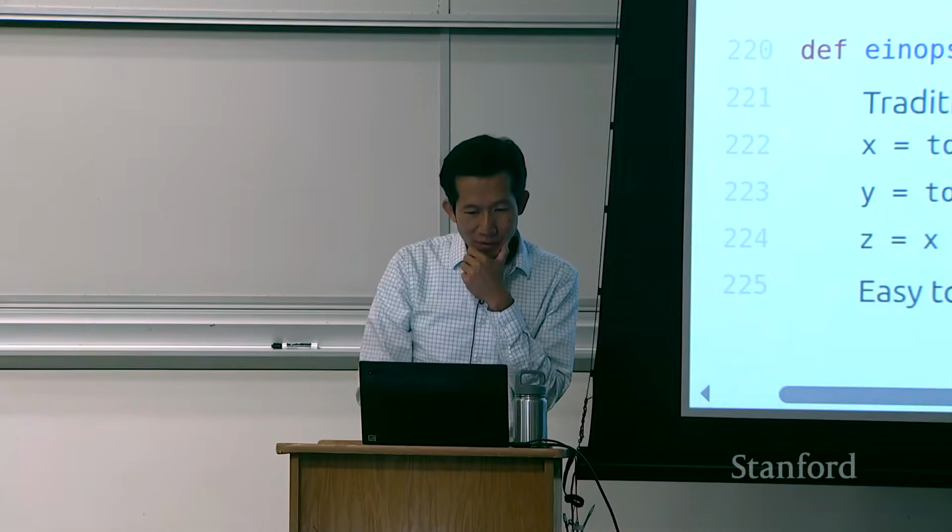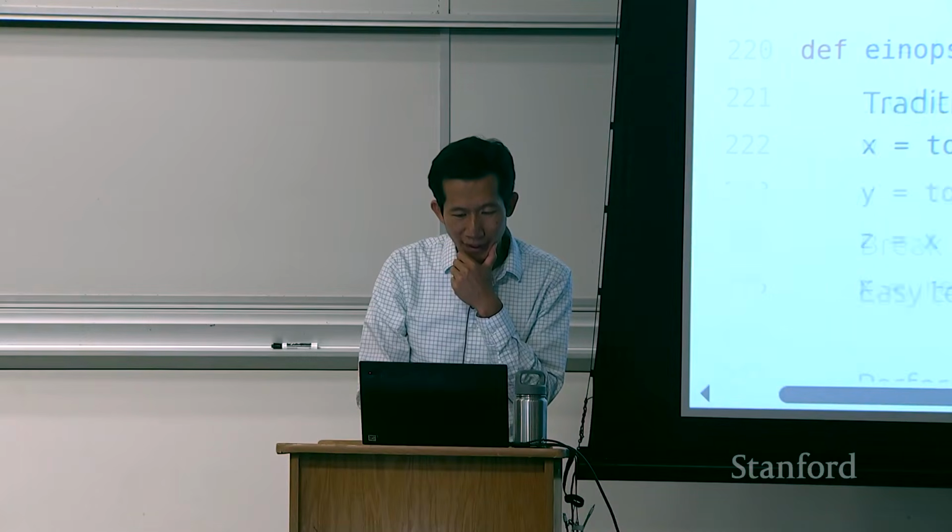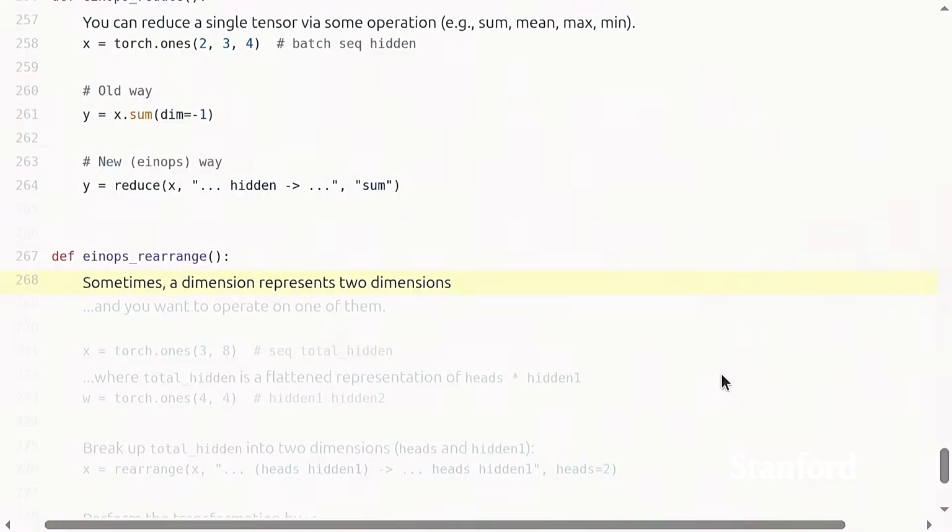Okay, and the final thing I'll talk about is rearrange. This is a bit more advanced, and you'll see it used if you think about building a transformer, where there's some more gymnastics that you have to do with different attention heads. The general idea is that sometimes you have a dimension that actually represents two dimensions, and you want to only operate on one of them.